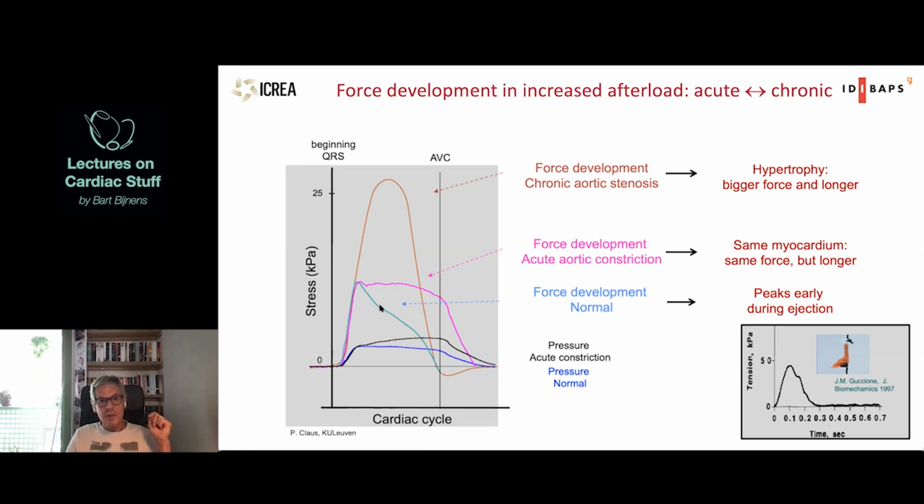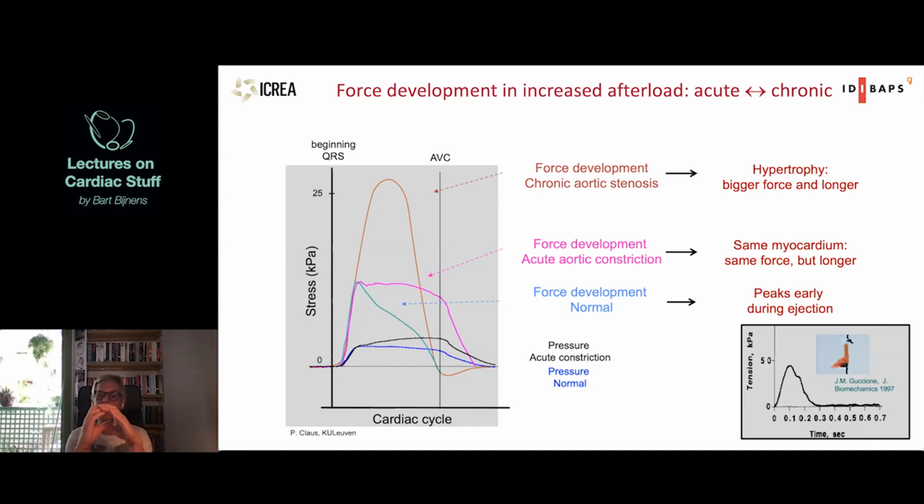So what you see here in this greenish curve is the normal force development, as I said before. Force development goes up at the moment that your electrical activation is done. And then you see that it rapidly decreases, so that in the second half of your ejection, you virtually have no force development anymore, right? Which is also what I said last time.